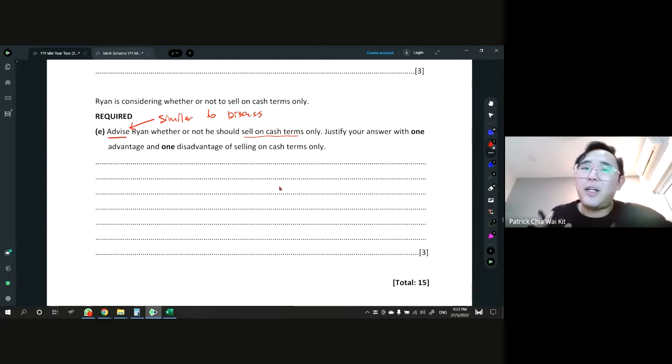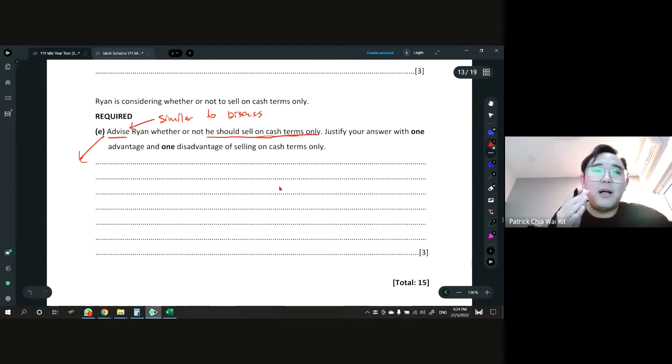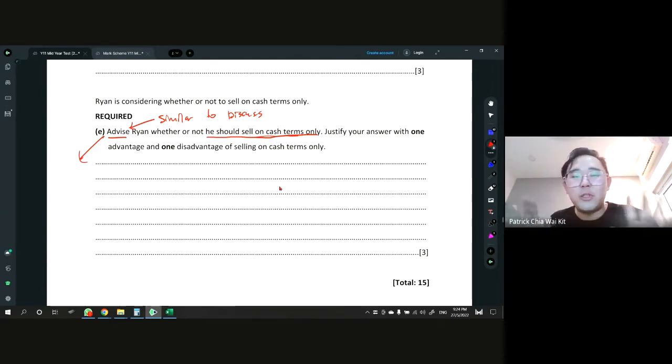No need to write so much as long as your point is there. But let me tell you this, when it comes to advice, ultimately you have to give them advice, which means you have to come up with a conclusion. What is your decision? And the advice part, the last part here, is a free mark. Why do I say it's a free mark? Because all you need to do is say whether he should or should not. So you just write, he should sell on cash terms only. In summary, or at the end, my recommendation is that he should sell on cash terms only, full stop, that's it. Just write down the conclusion, and you get an easy mark.